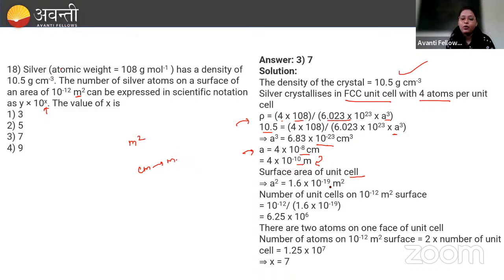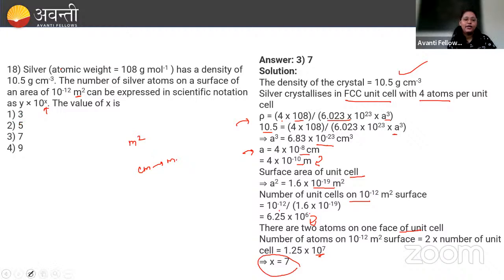So the surface area given to you is 1.6 into 10⁻¹⁹ meter square, right? So the number of unit cells on 10⁻¹² meter square surface will be how much? 10⁻¹² divided by this surface area. So you get the number of unit cells this much. There are 2 atoms on the face of a unit cell. So 2 into number of unit cells. So this much will be the answer and the value for X will be 7.